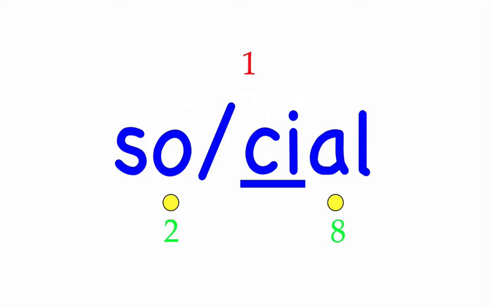The next word is explosion. Explosion. There was an explosion at the factory. Explosion. X has 2 sounds. X. Plo has 3 sounds. P, l, o. Zhun, 3 sounds. Zh, u, n.